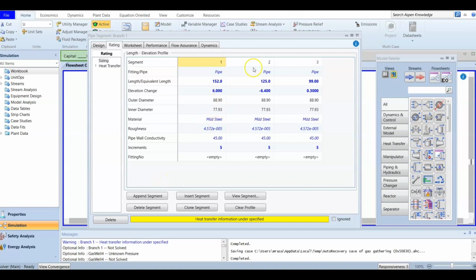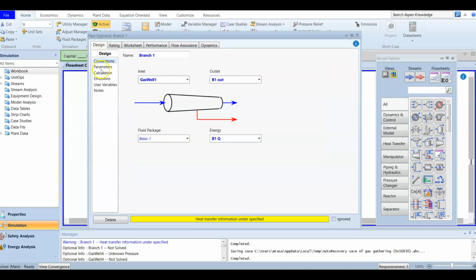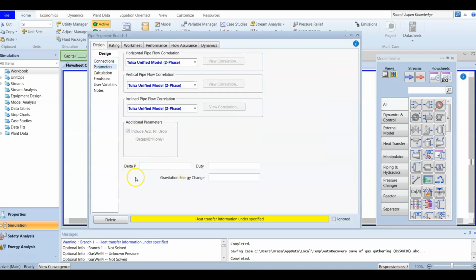Now we have defined our three segments and we have added them and they are well defined, but still the pipe segment is not able to solve here because we have heat transfer information under defined. Again, when I was here at the parameters, I mentioned that we have a duty because we have entered a heat stream. So now we are under specified.